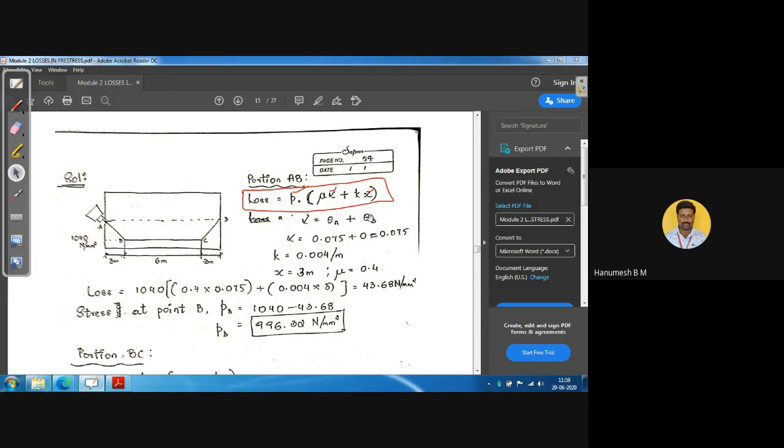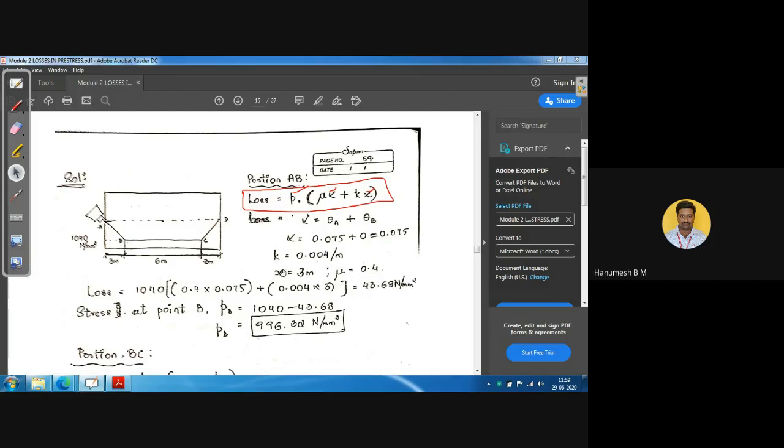Hence, this theta B is equal to 0. Now the alpha value is theta A plus theta B, 0.075 plus 0, which is equal to 0.075. Theta calculate ಮಾಡ್ತೀನಿ. Theta ಇದ್ದ alpha ಗೊತ್ತಾಯಿತು. Alpha ಗೊತ್ತಾದ್ಮೇಲೆ K ಮತ್ತೆ mu value ಕೊಟ್ಟಿದ್ದಾನೆ. K is 0.004 per meter and mu is 0.4 meter.